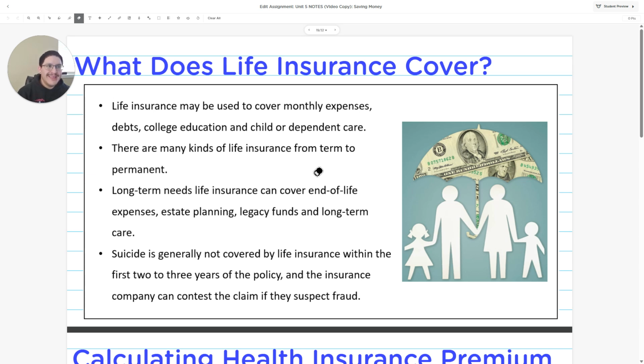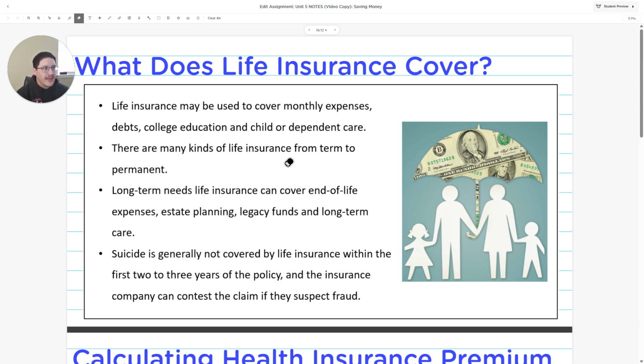Now, what does life insurance cover? So again, life insurance is different from health insurance in that life insurance is upon the death of a person that has the life insurance policy taken out. There will be a payment that gets paid to whoever is under that policy. So let me read what's on the slides. Life insurance may be used to cover monthly expenses, debts, college education, and child or dependent care.